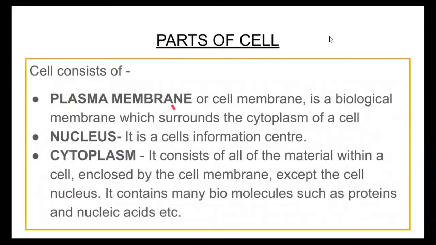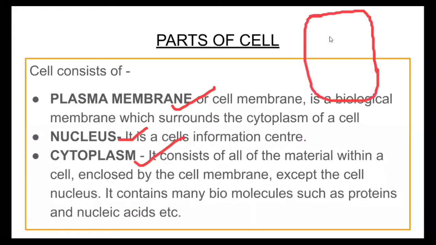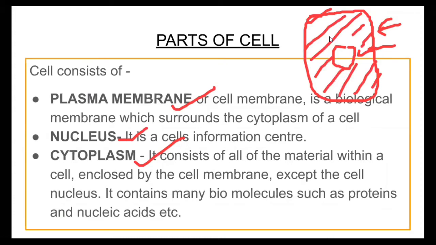Look, this is plasma membrane, and the cell consists of 3 parts. Let's see the parts of cells: the plasma membrane, the nucleus, and the cytoplasm. If we consider the cell, this is the plasma membrane, this is the nucleus, and this is the cytoplasm. This part, except the nucleus, the part which is there inside the cell, is called the cytoplasm.